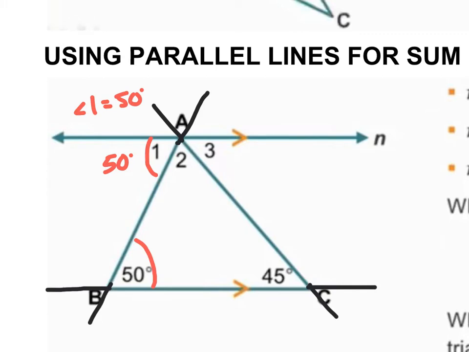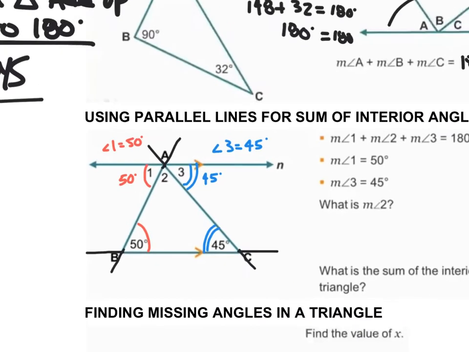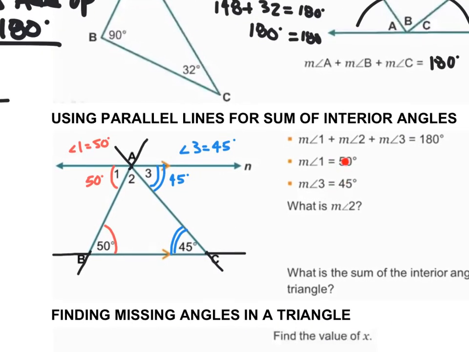Now I can do the same thing over here and say, well, this is angle 45. If I have two parallel lines cut by a transversal, then angle 45 and angle 3 are alternate interior angles, and because these lines are parallel, those angles are congruent. So angle 3 is equal to 45 degrees. That was kind of given to us.